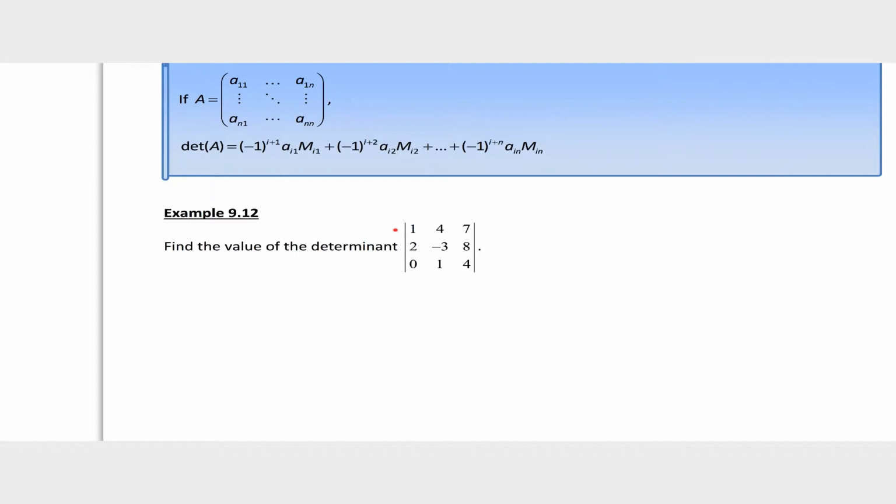For example, this one, if you hide the first row and the second column, you get 2, 0, 2, 8, 0, and 4. This is the minor matrix of 1, 2, because you hide row 1 and column 2. And how about this element, including the sign? We'll call this the cofactor.